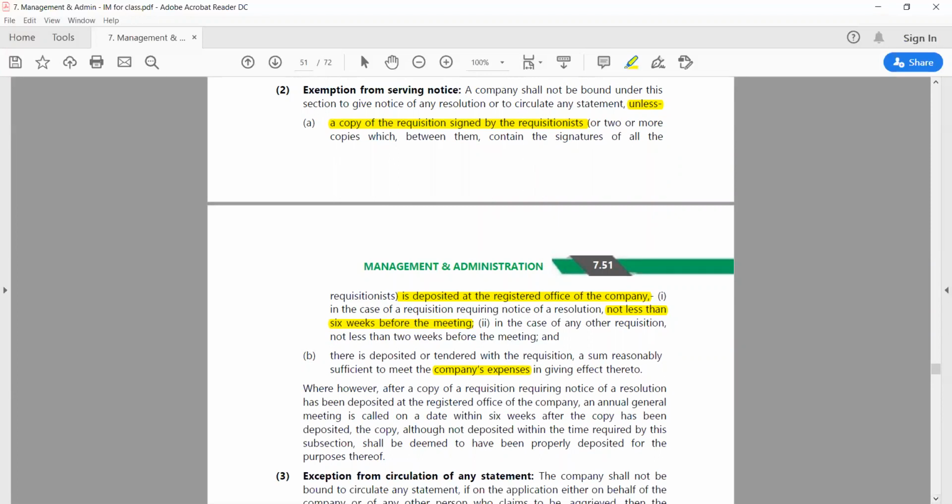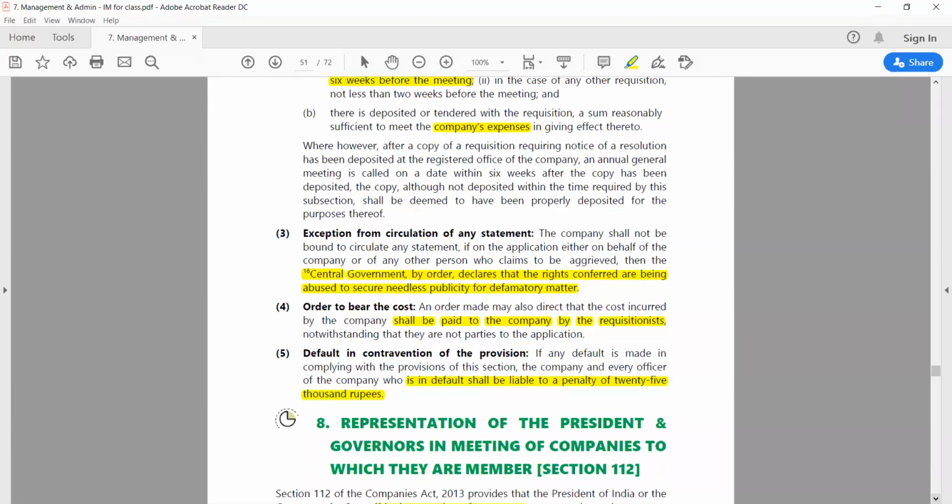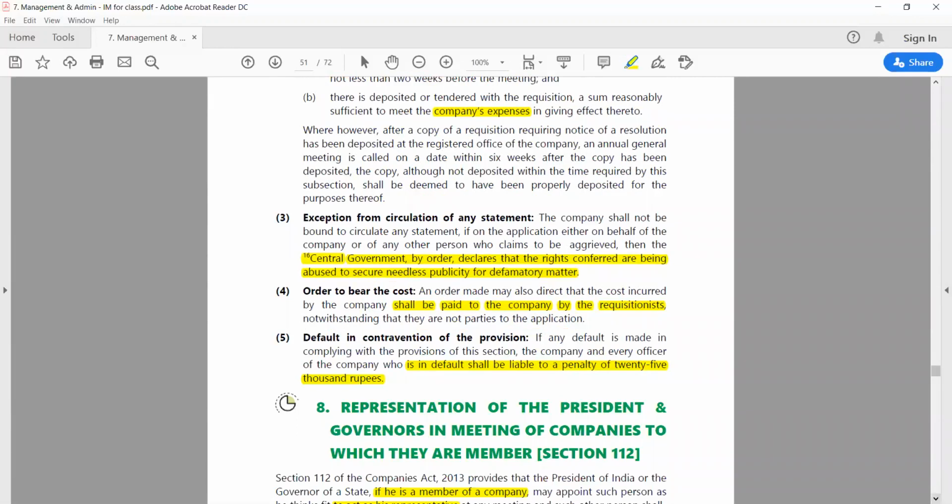Exception from circulation of any statement. When there is any declaration by the central government on the rights conferred, anything relating to which disturbs the public interest, then they will ensure that the circulation is properly handled. The company shall not be bound to circulate any statement if there is any aggrieved party or if the central government declares that it should not be done. So for that time, they will not do the circulation.